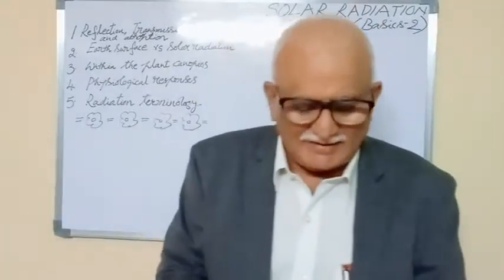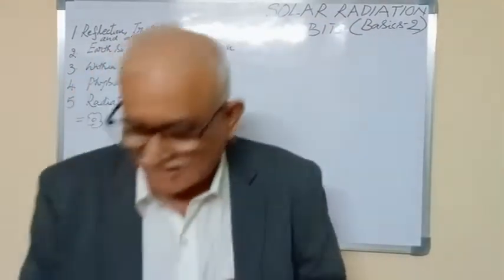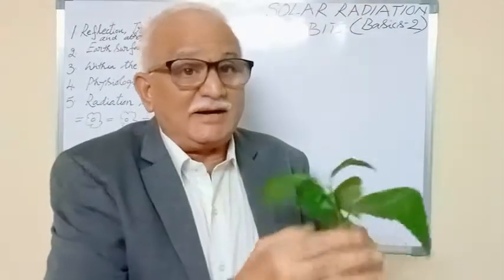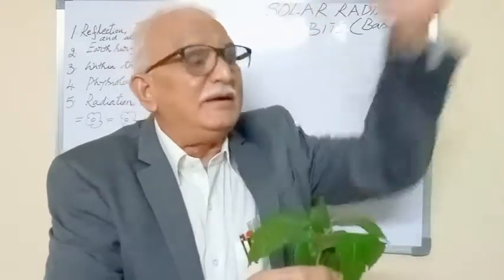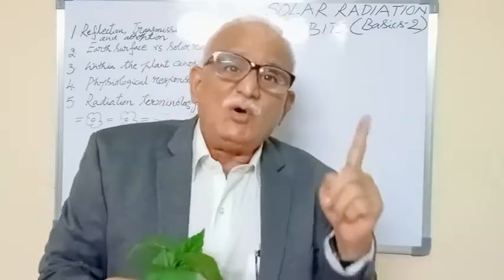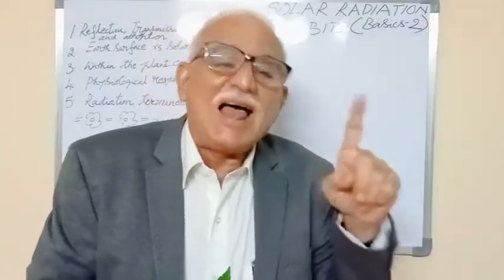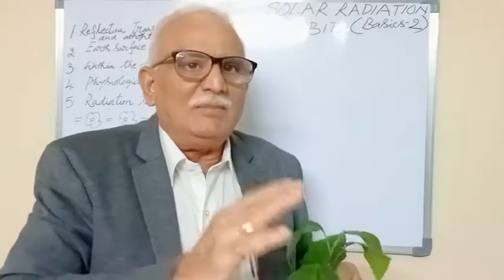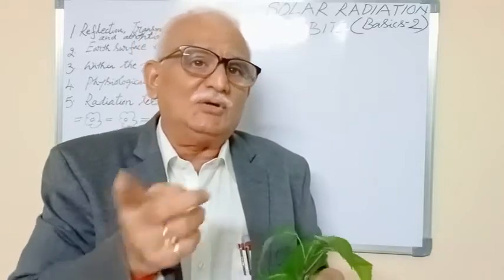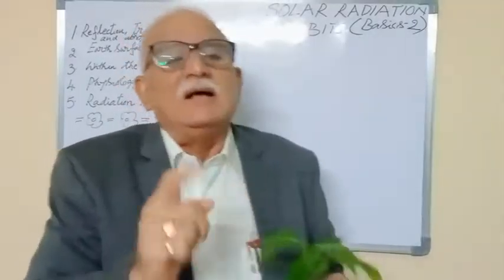Radiation terminology, very, very interesting. Simple. The ratio between reflected to incident, reflected to incident, is known as reflectivity. If it is a full solar spectrum, we call it albedo. That means the ratio between the reflected to the incident radiation is known as albedo. It is also known as reflectivity when we take only a monochromatic beam.